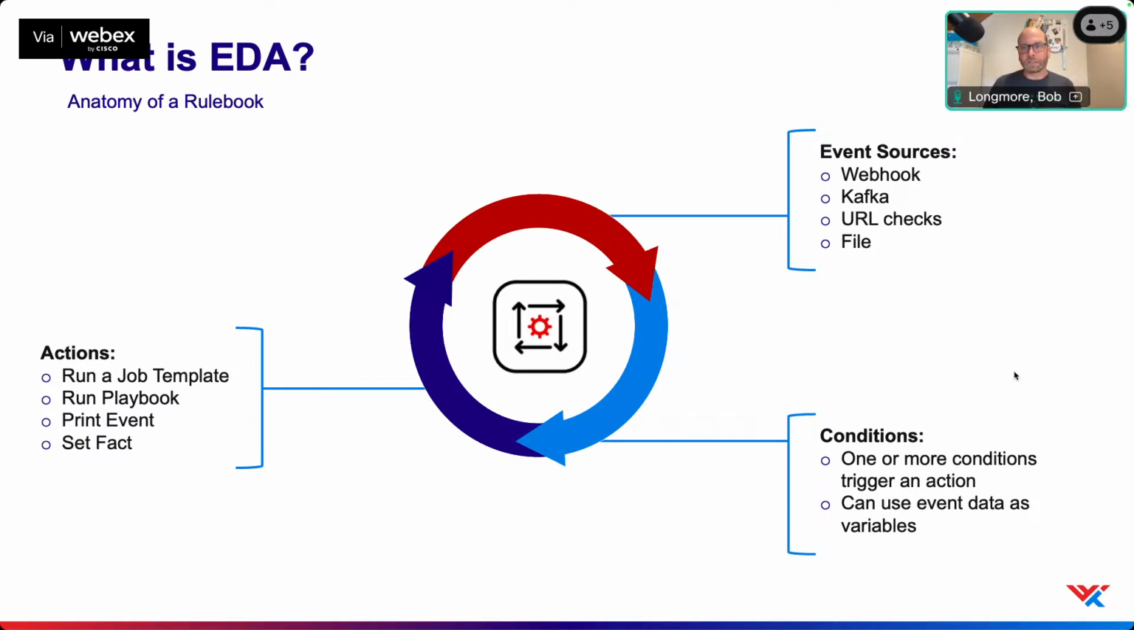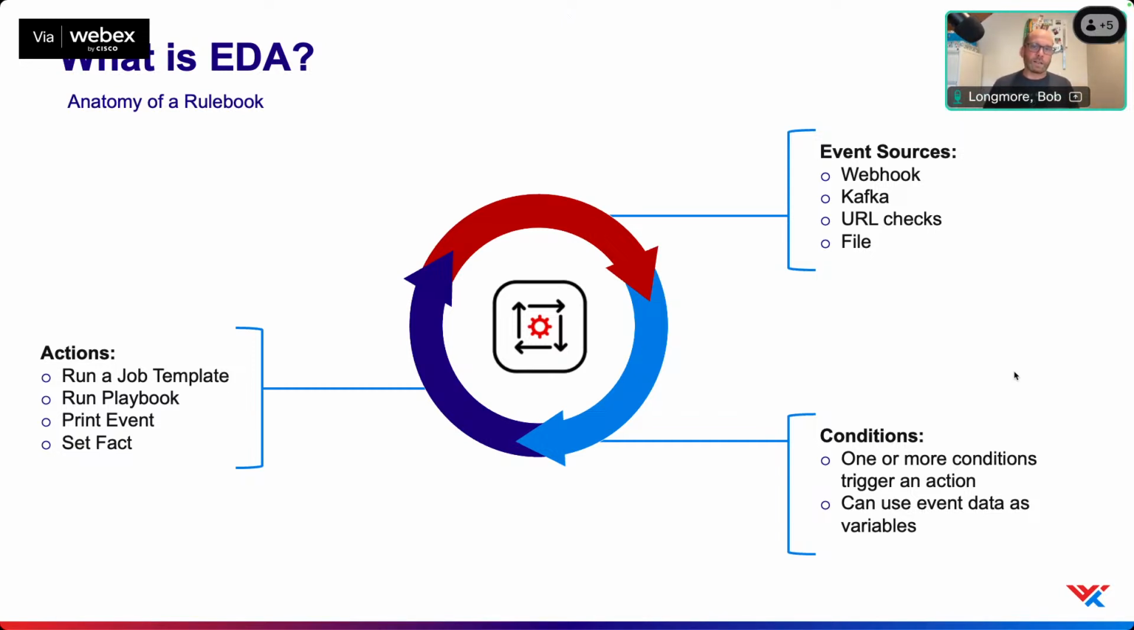We have our event sources. So where do we want to receive information about what's happening? In our case today, we're going to use the webhook and the Kafka event source, but there's other event sources that we can make and or use. And Ansible being open source, we can always make our own event sources if that's what our business or our use case requires.